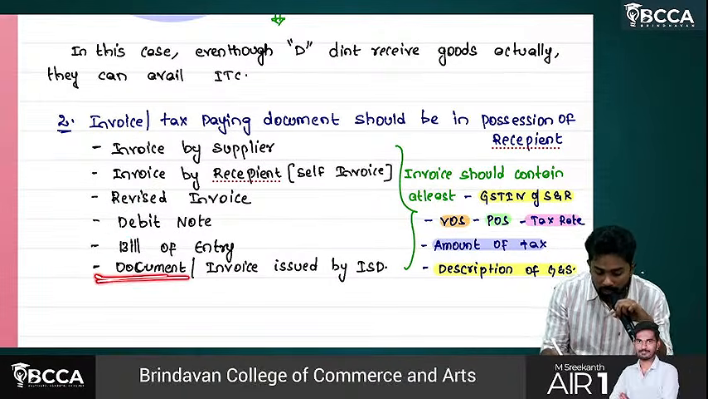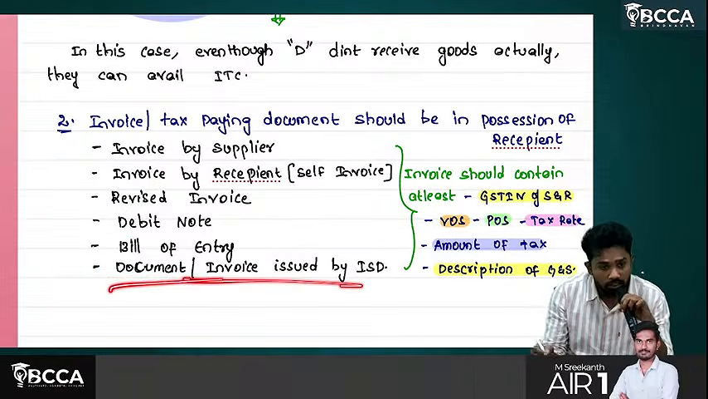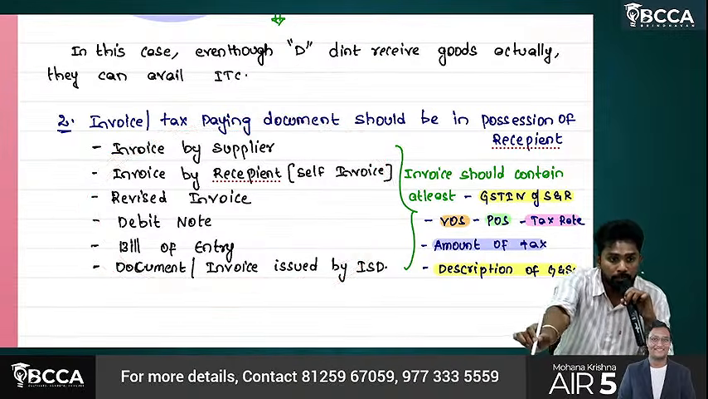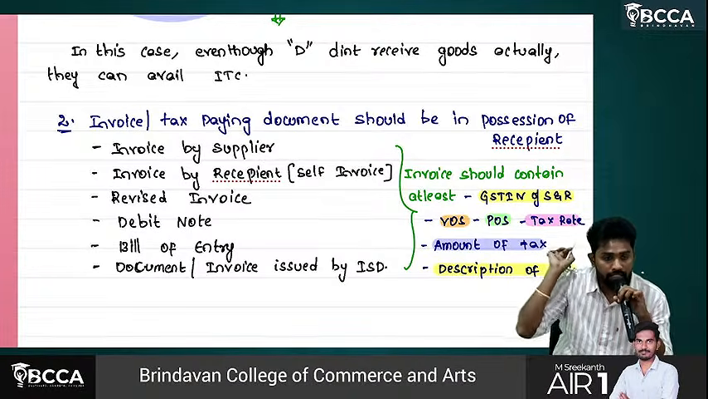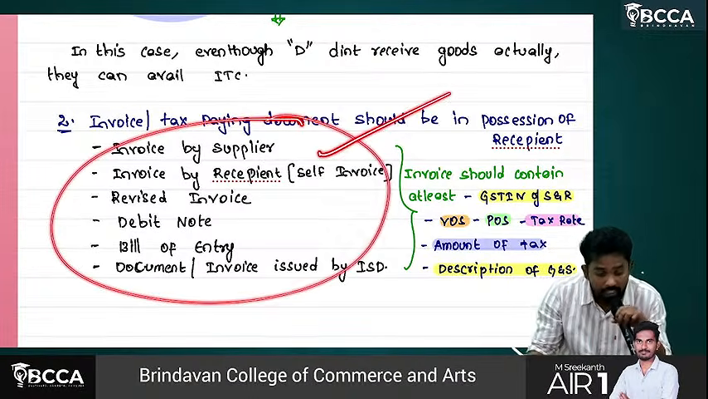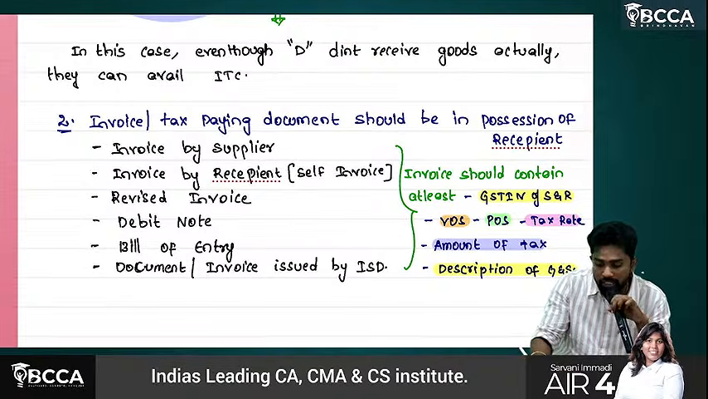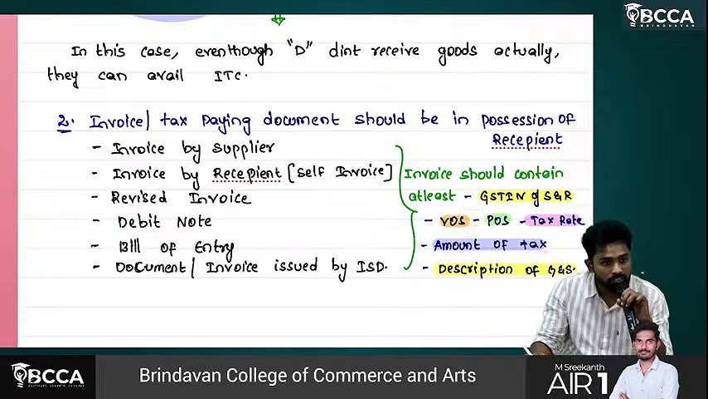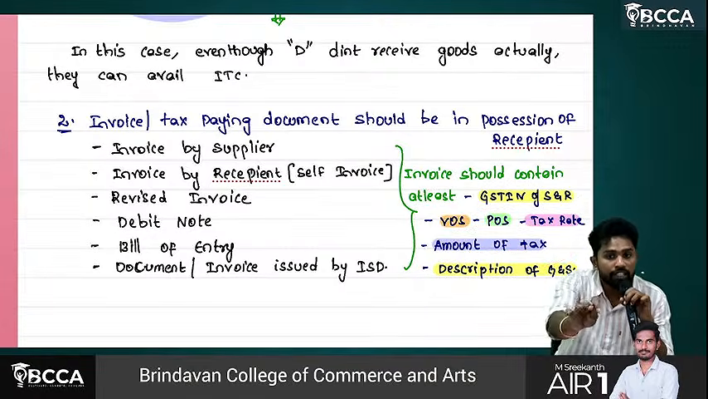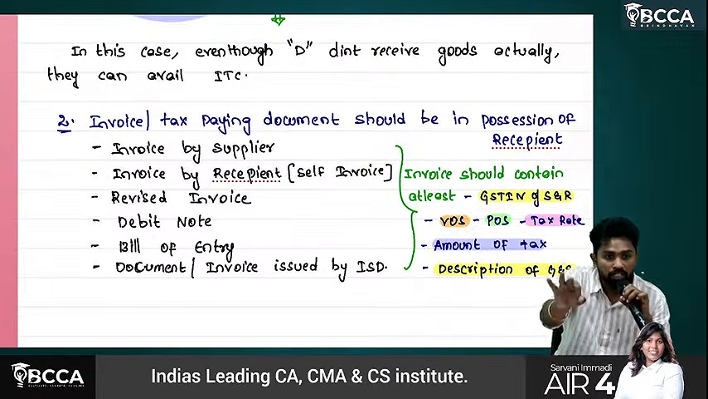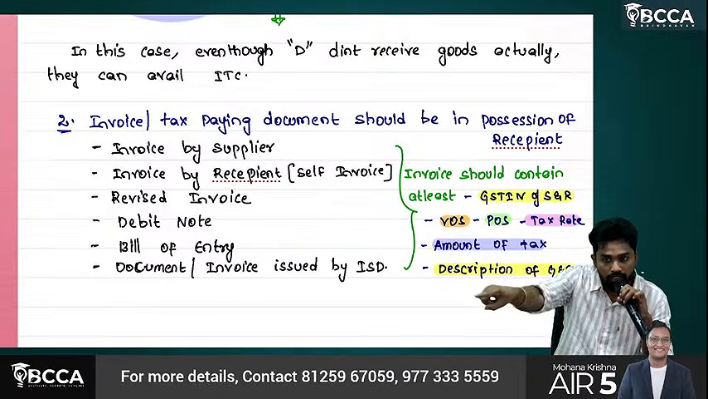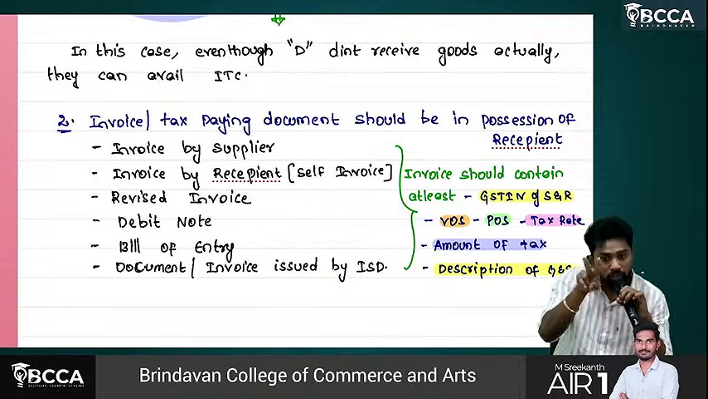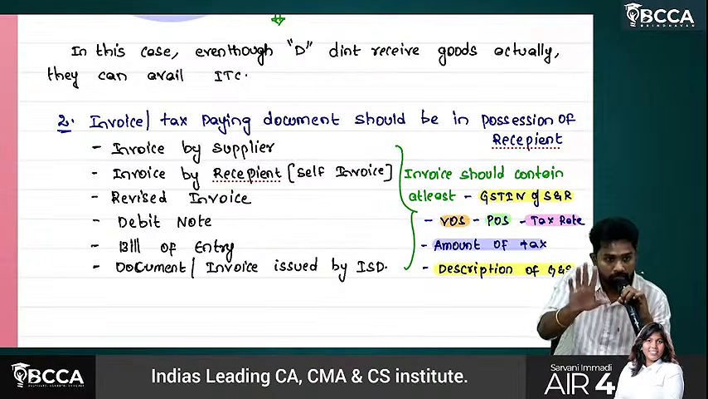So: invoice by supplier, invoice by recipient, revised invoice, and there is even a debit note, bill of entry, or a document or invoice issued by ISD. Out of these, any one document should be with the recipient. Then only you can avail ITC. So one tax paying document should be with the recipient, and it should contain details like GST number, value of supply, place of supply, amount of tax, and description. These details should be there. Then only it is called a valid document. Two conditions are: first, goods and services must be received. Second, the recipient should hold an invoice. Only if these two conditions are satisfied can ITC be availed.